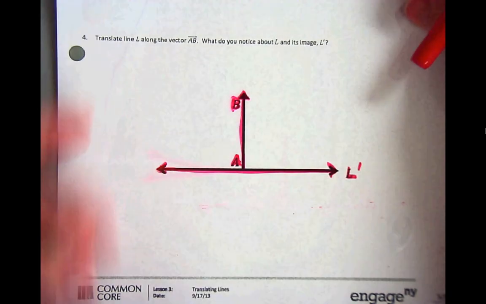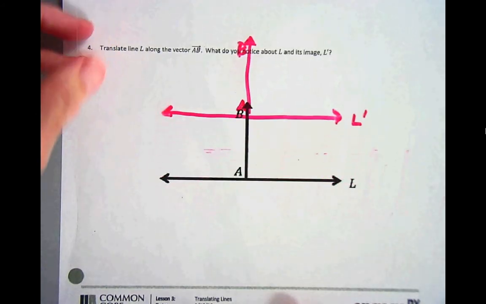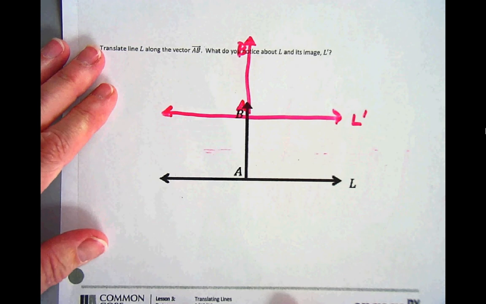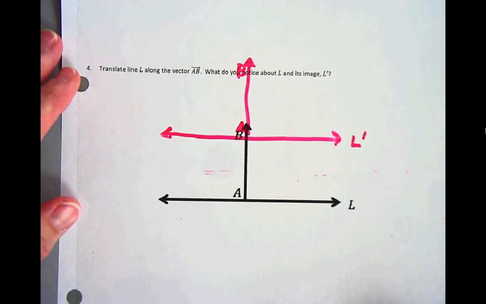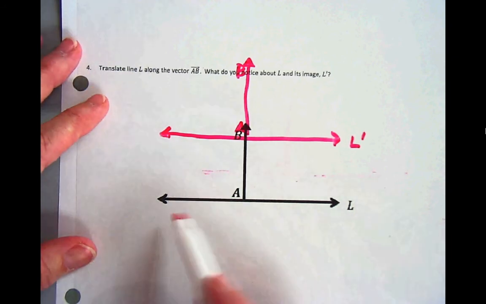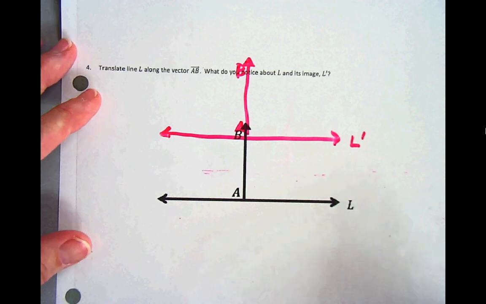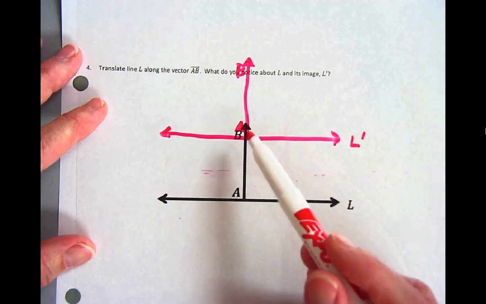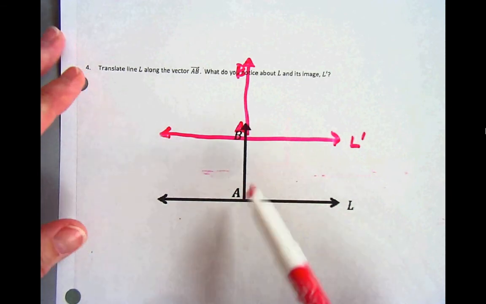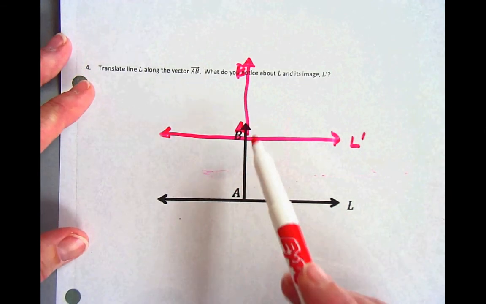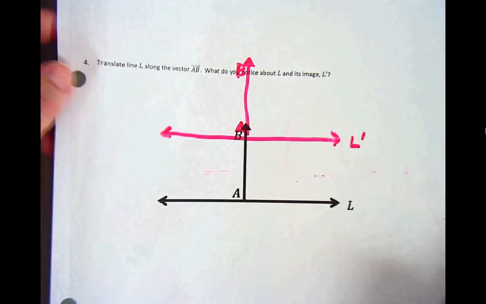So what I do here is I'm going to translate along vector AB so that A is on top of B. And now notice what happens to my line. Line L prime is parallel to line L. So the vector AB is not on L and it's not parallel to L, which means if I'm translating up, it's going to create a set of parallel lines.